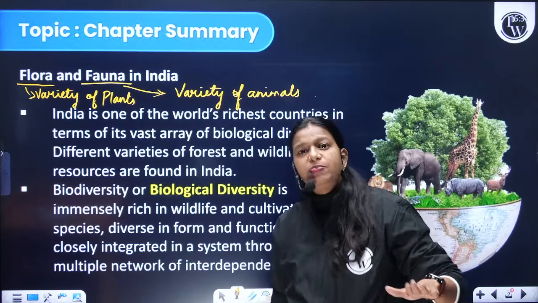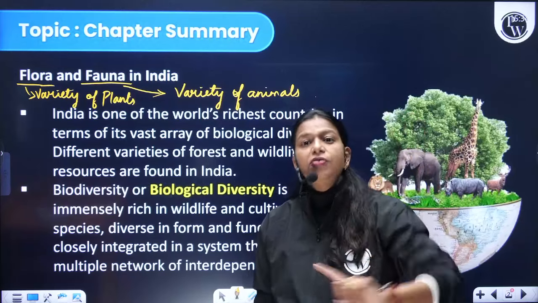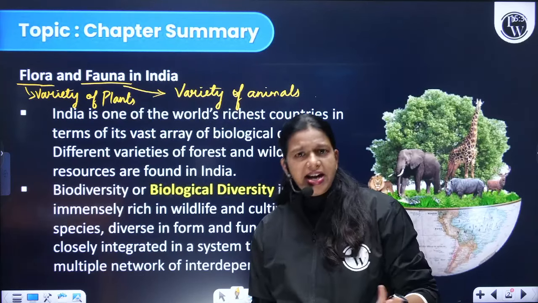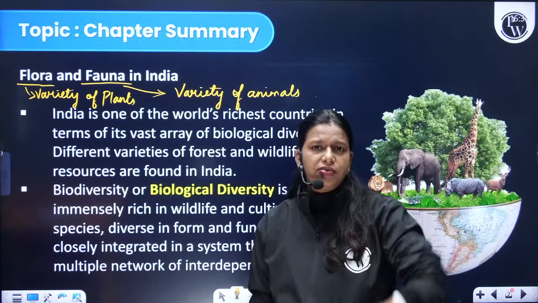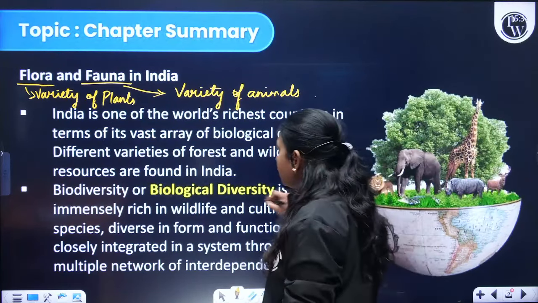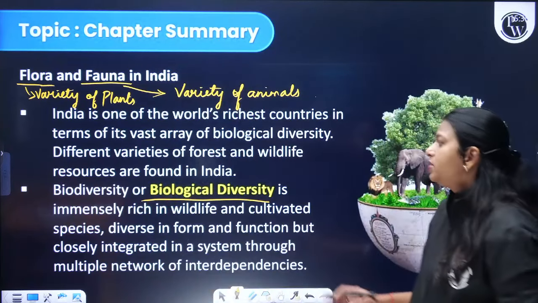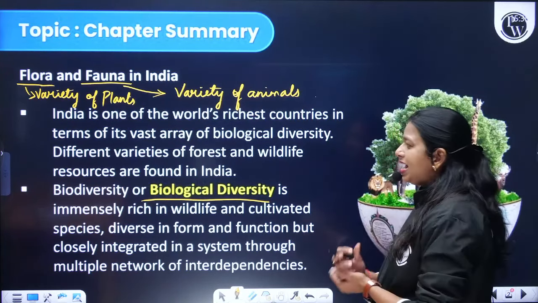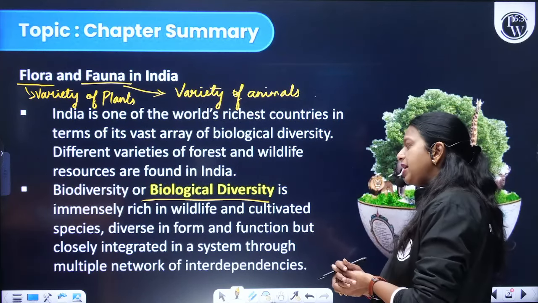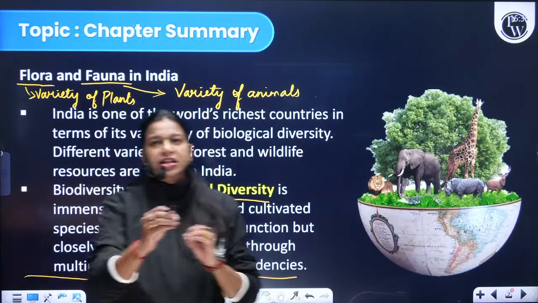Biodiversity is that in a respective jungle, in a respective forest territory, what you will find is not just one uniform kind of trees or one type of animal. No, in a jungle you will find multiple varieties of plants, multiple varieties of trees, of grass, of animals, of birds, right? Carnivores, herbivores, everything. So we find a biological diversity in the areas, right? So biodiversity or biological diversity is immensely rich in wildlife and cultivated species, diverse in form and functions, but closely integrated in a system through multiple networks of interdependence. Everything is interconnected.